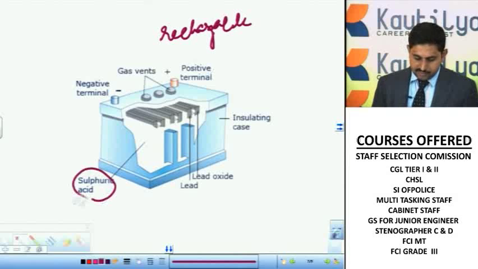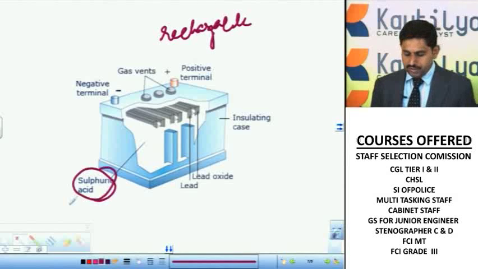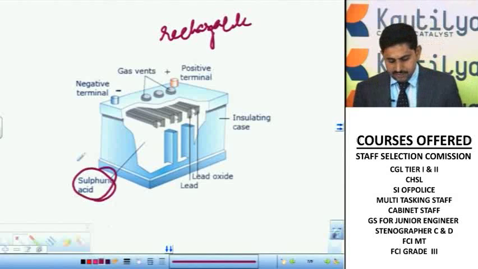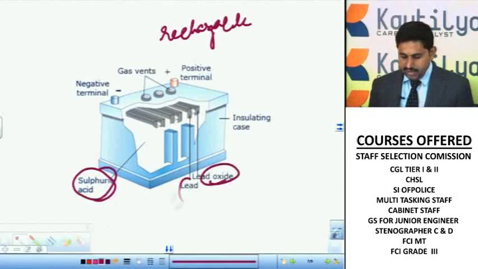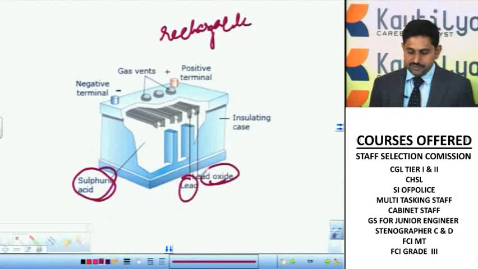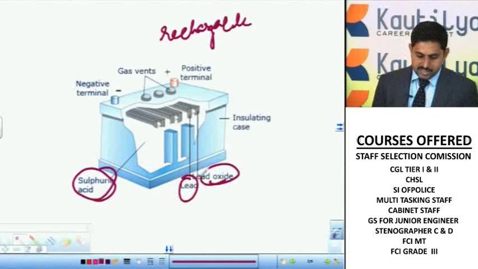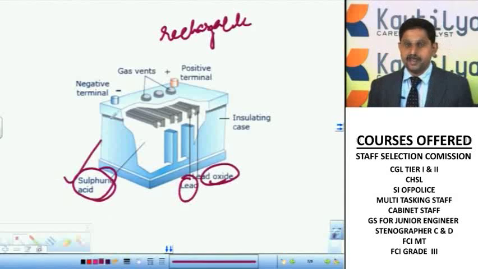It consists of sulfuric acid, around 40 to 48% of sulfuric acid is present, and it consists of lead oxide, lead, an insulating case, negative and positive terminals, and there is a common terminal which is connected for the passage of electricity. The major thing is that it consists of sulfuric acid, right?